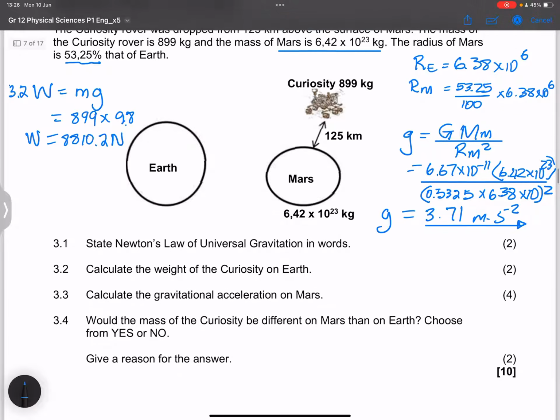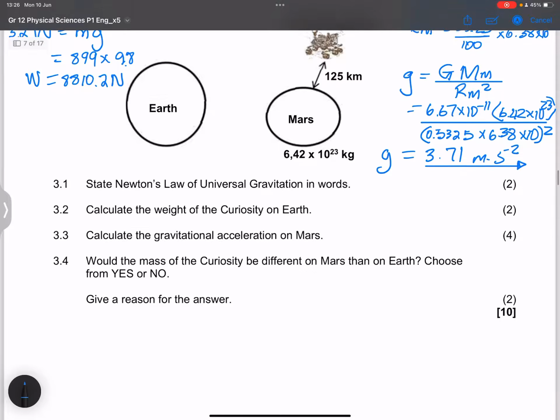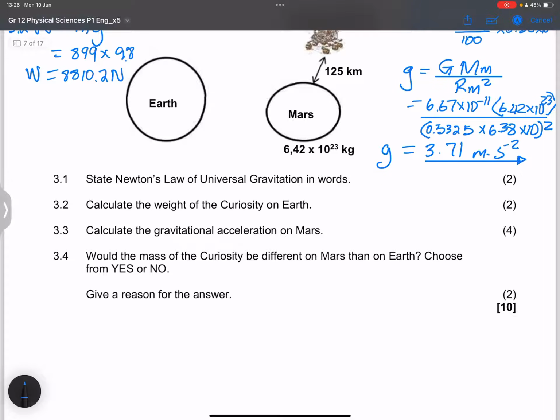They say to us, would the mass of Curiosity be different on Mars than on Earth? Choose yes or no. Of course not. The mass remains the same, doesn't it? They asked, would the mass of the Curiosity be different on Mars? No, it would not be different. It would be exactly the same.